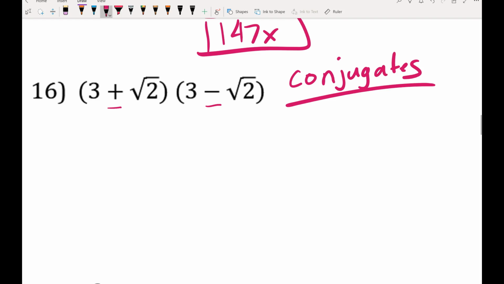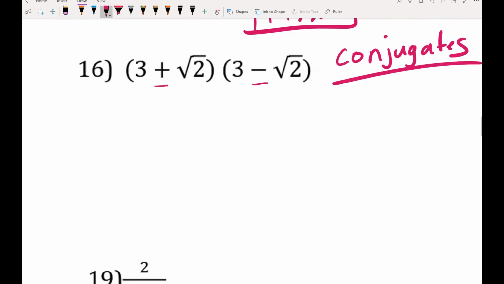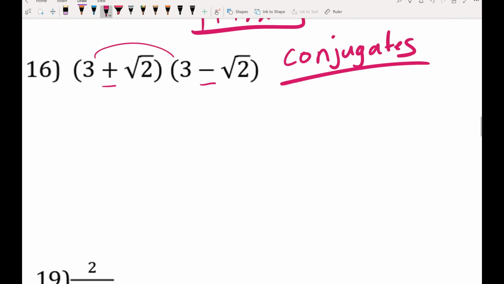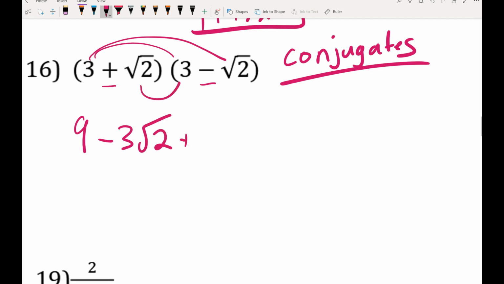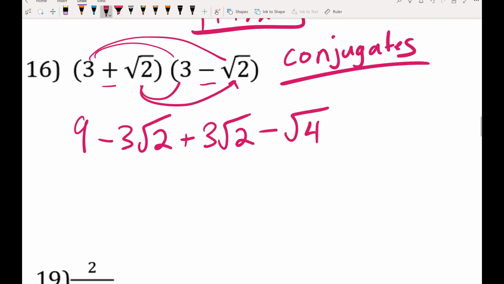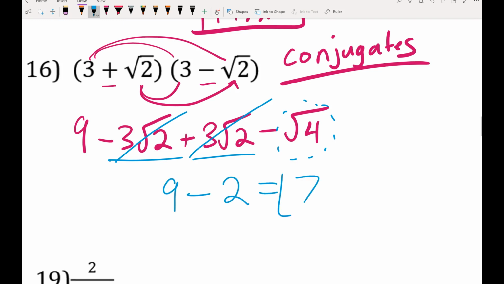For the last example, nothing simplified, but let's see if something simplifies here. So 3 times 3 is 9. 3 times a negative radical 2 is negative 3 radical 2. Radical 2 times 3 is positive 3 radical 2. And radical 2 times negative radical 2 is negative radical 4. Interesting. So if I'm looking at my terms in the middle here, negative 3 radical 2 plus 3 radical 2 sums to 0. And radical 4 is a perfect square. So this just turns into 9 minus 2, or 7.